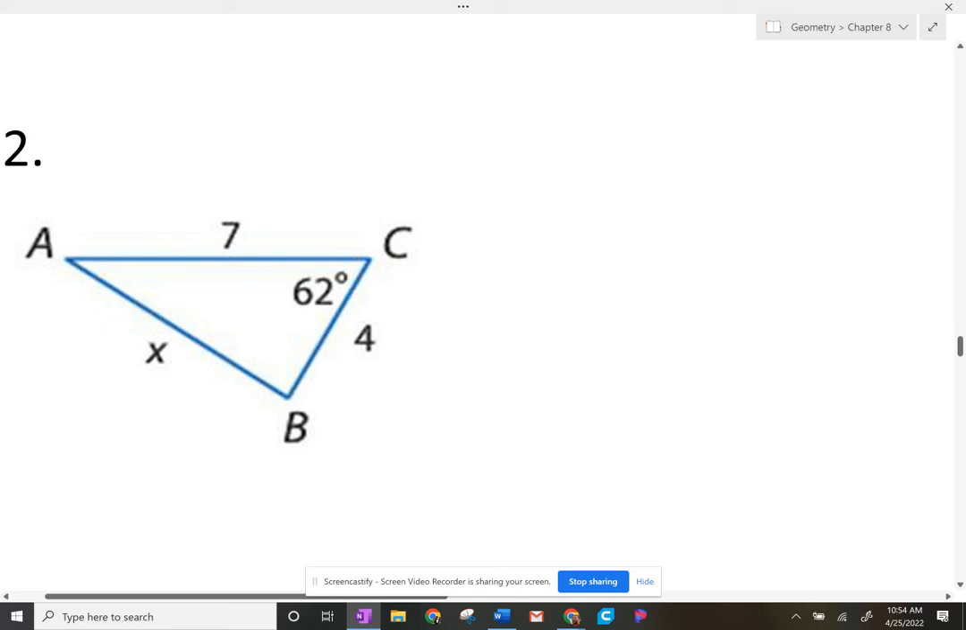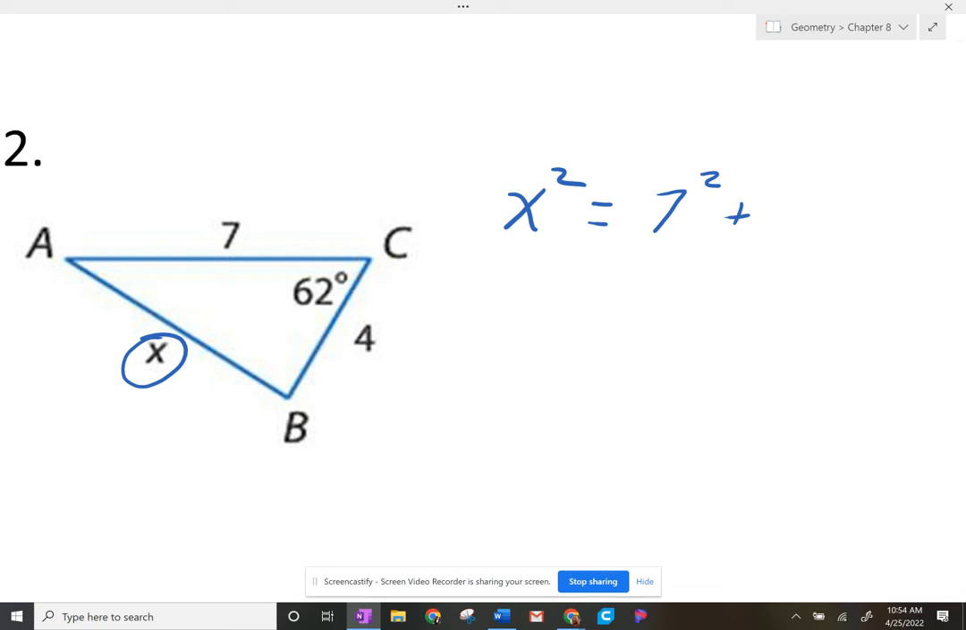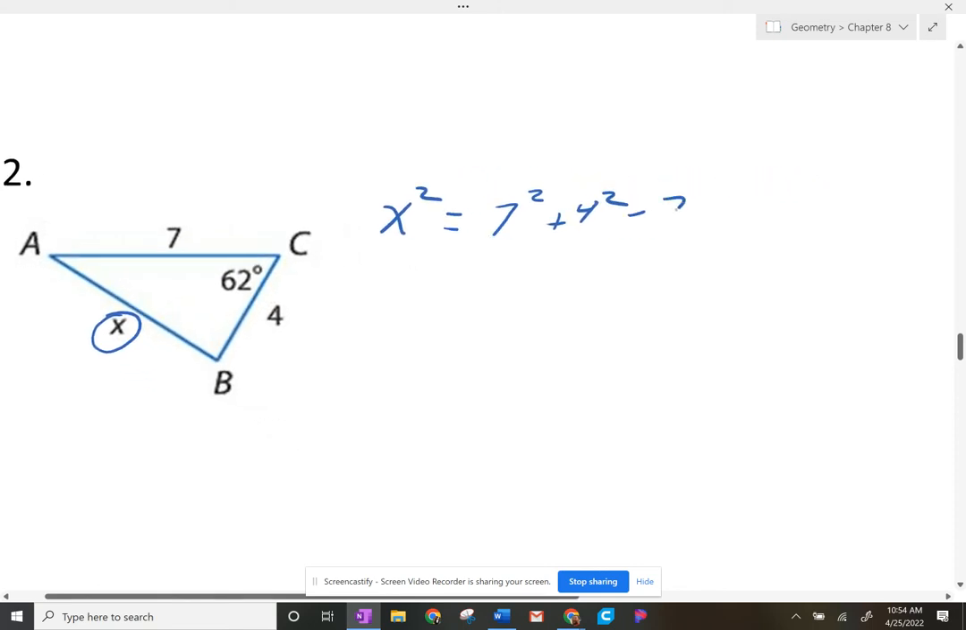I'll start off. I'm going to start off with x squared because this is the side that I want to find. And then I got 7 squared plus which one? 4 squared. Fantastic. 4 squared minus 2 times the other two sides. So minus 2 times 4 times 7 times the cosine of 62 degrees.